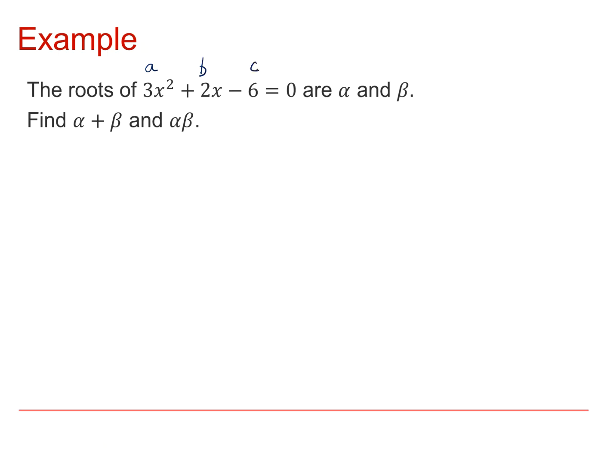In our equation, A is 3, B is 2, and C is minus 6. We know that alpha plus beta is equal to minus B over A, and that's minus 2 over 3. And we know that alpha beta is equal to C over A, and that's minus 6 over 3, which is minus 2.